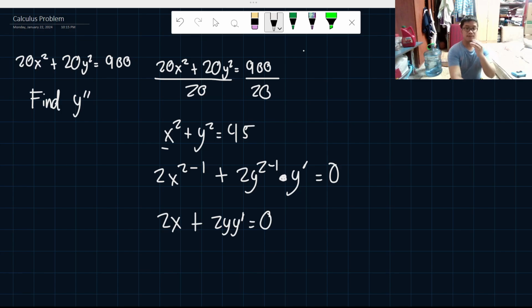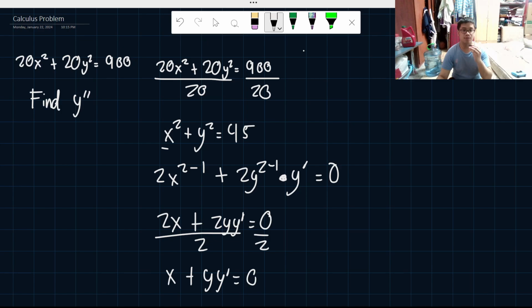Now, let's simplify, because you see, this expression on the left side has 2 on both terms, 2x and 2y prime. So we can remove the 2's by dividing both sides by 2. So this would become x plus y prime is equal to 0, right? So not only do we get the simplified answer, but we already get the first derivative of this equation.